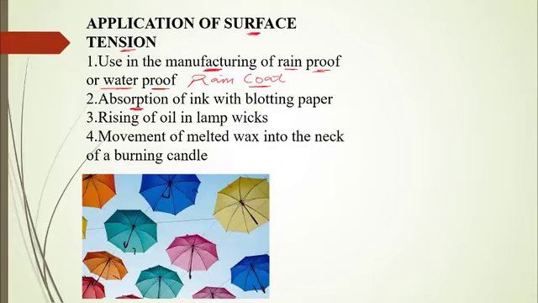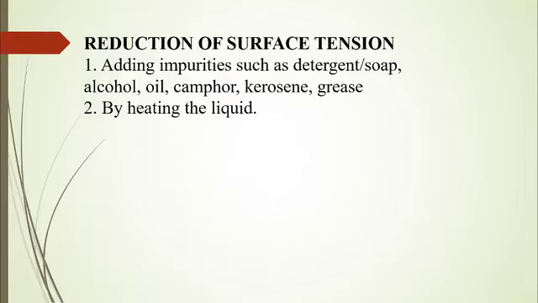It is also used in the absorption of ink with blotting paper. It also helps in the rising of oil in lamp wicks and in the movement of melted wax into the neck of a burning candle. Interestingly, it is also used in the construction of umbrellas. Have you ever wondered how it is that water does not penetrate the inside of an umbrella even though it is raining outside? That is an application of surface tension that makes the umbrella behave like an elastic skin and prevents water from permeating its surface.